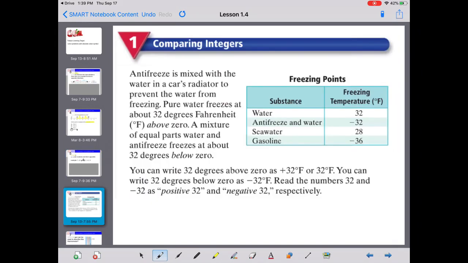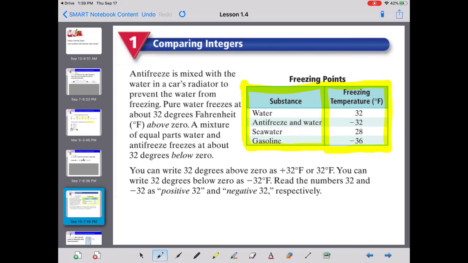All right, here in this table, I'm showing you that different liquids have freezing points at different temperatures. So in the left-hand column, you can see the different substances. Here we're comparing water, antifreeze with water, seawater, and gasoline. And on the right-hand column, you are seeing what their corresponding freezing temperature is. The freezing temperatures are all integers.